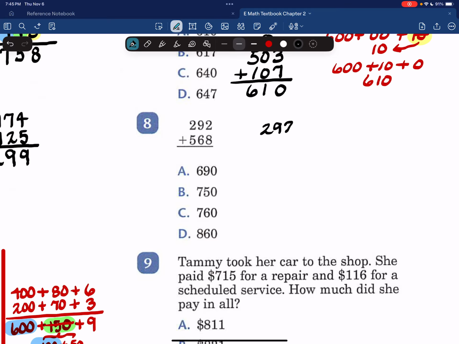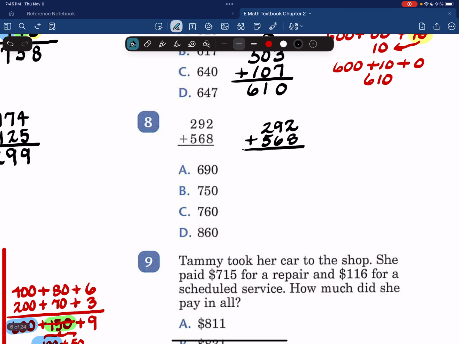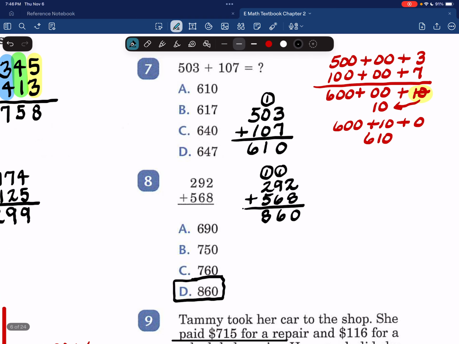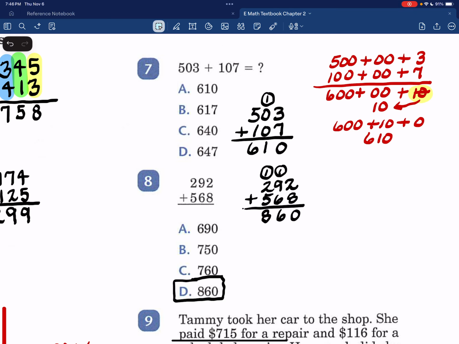Okay, this one we have 292 and 568. So let's do the algorithm method. Here I have a 10, carry 1. And here I have 9 and 1, that's 10, plus 6 is 16. And here I have 3 and 5, that makes 8. So 860 is my answer. And I am going to expand that one as well.